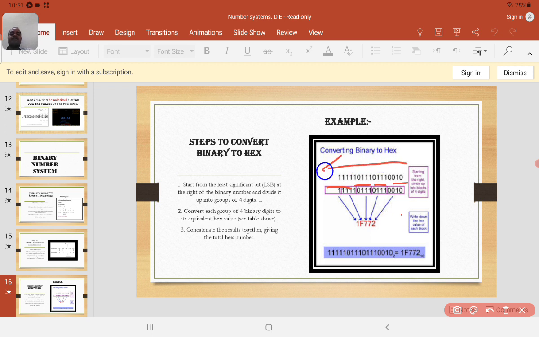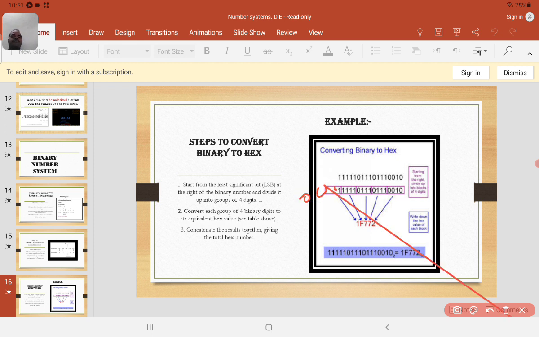From right to left, when there is no decimal point or binary point in the given number, we divide it into groups of 4. If any digits are left over in the MSB and 4 digits are not present, we have to add zeros. For example, here only 1 is left, that means only one digit is present, so for this one you have to add 3 more zeros.